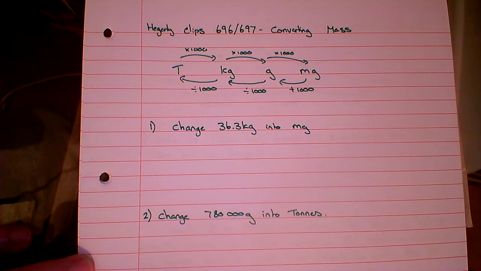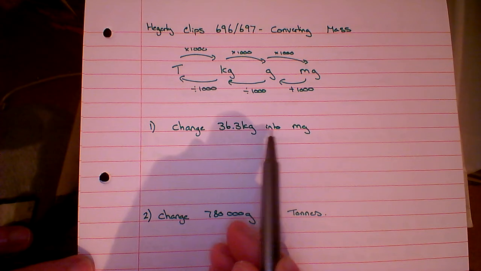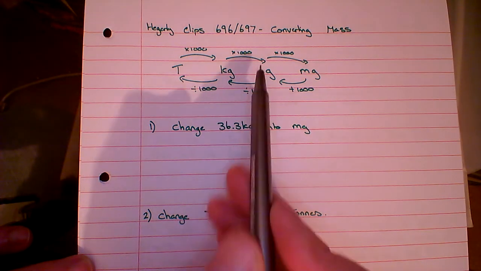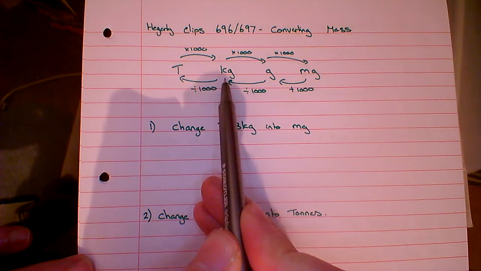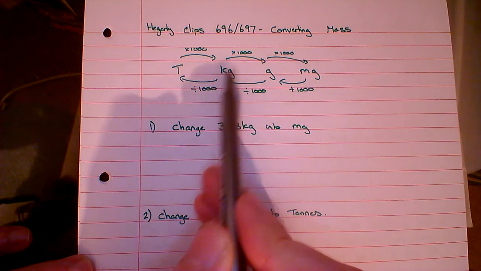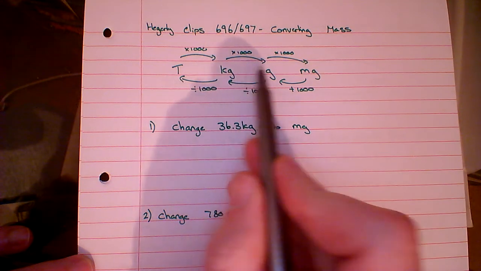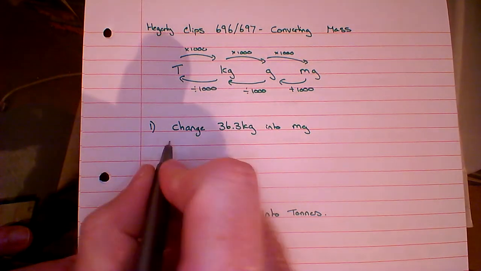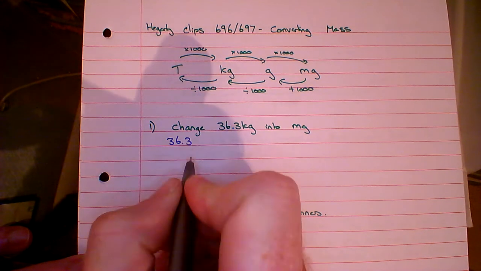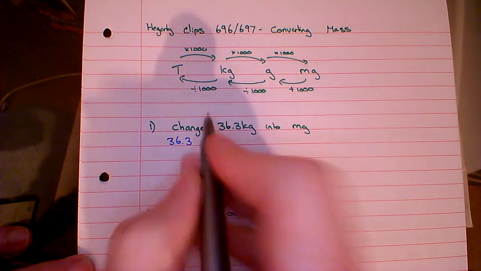Okay, so the first question: change 36.3 kilograms into milligrams. I've got kilograms and I want to change it to milligrams, so I want to go from here all the way to here. Now I'm not going to do that in one big jump. I'm going to do it in 2 little jumps to make it slightly easier. So I want to go from kilograms to grams first. So I'm going to write down what I've got. I've got 36.3. And to convert that into grams, I'm going to multiply it by 1,000.